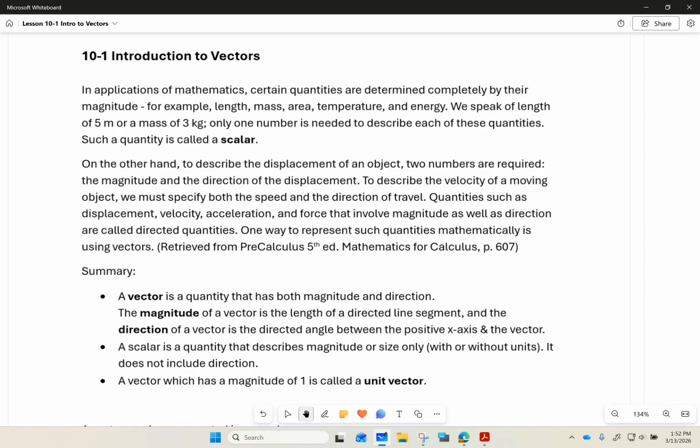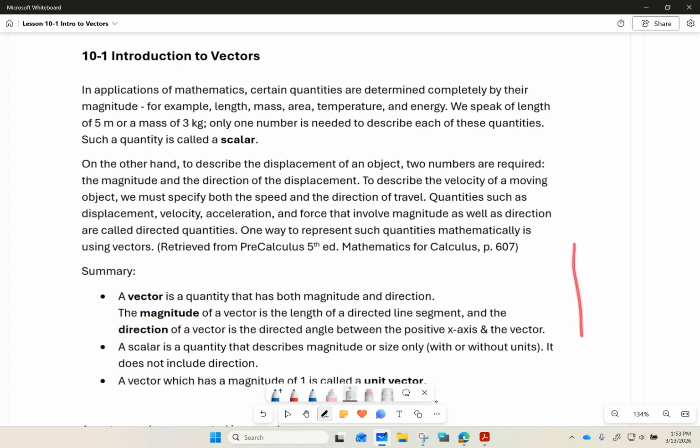So in our bulleted points over here, we see that a vector requires us to know the magnitude and direction of said directed quantity. The definition of magnitude is the length of that vector, the length of a directed line segment, which looks like a ray, if you guys recall from geometry. And direction merely means the angle between the positive x-axis and the vector.